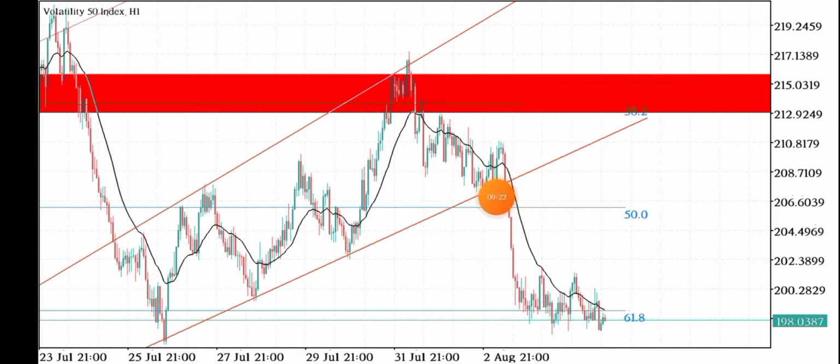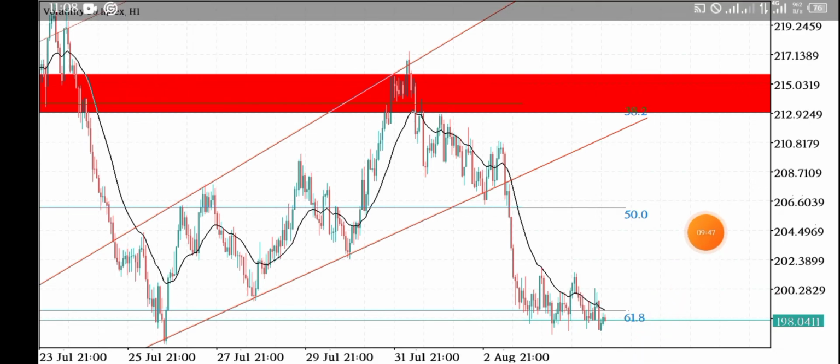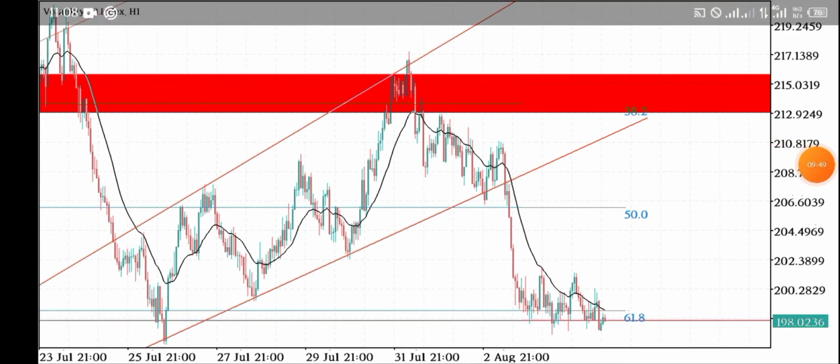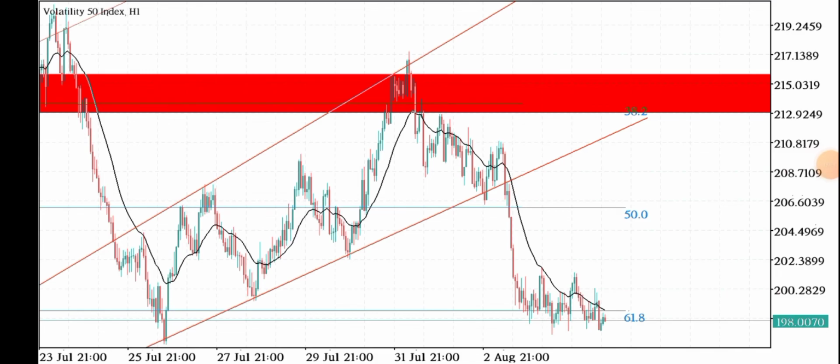Then you can take your entry and put your stop loss some pips above this trend line. You can put your stop loss here, your entry, then your TP can be around here, or you can just be closing in some profits at some market structure level. I hope you guys understand this simple analysis I just gave. And if you have any question, feel free to ask in the comment section.